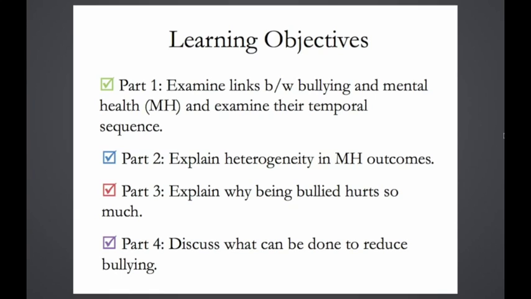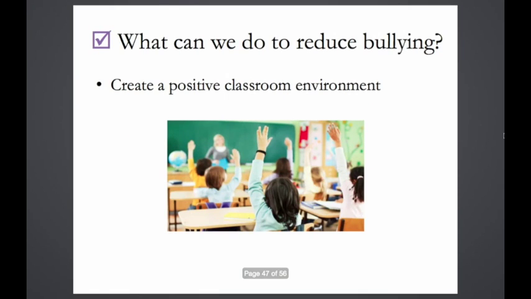And now we're going to talk about what can be done to reduce bullying. So is there anything that we should be doing to improve the plight of individuals who are being bullied? So I'm going to argue there are many things that can be done, but I'm going to present evidence on creating a positive classroom climate as one way of ameliorating children's lives.